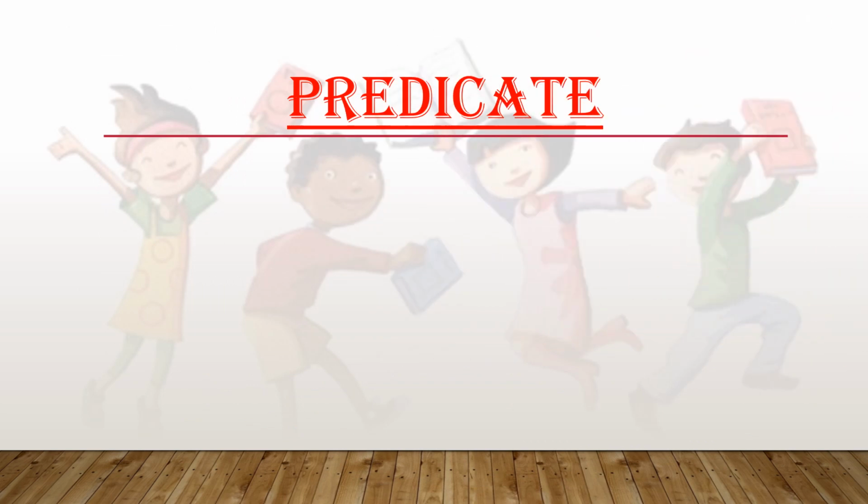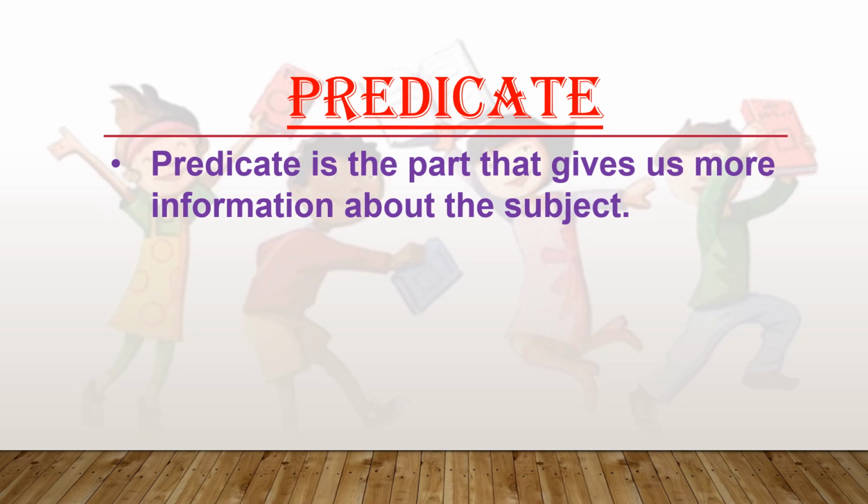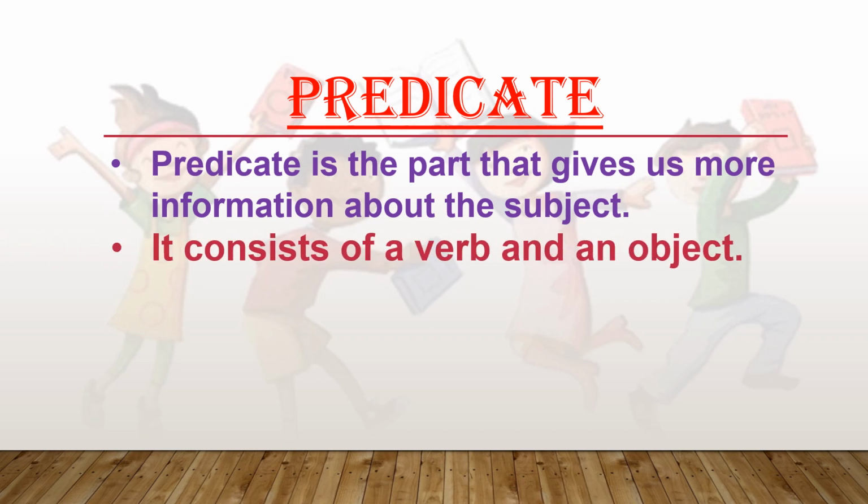Now, let us see what predicate is. Predicate is the part that gives us more information about the subject. It consists of a verb and an object. It begins with a verb. In simple terms, once you find out the subject, the remaining part of the sentence is the predicate.